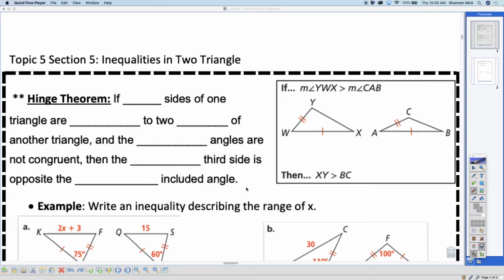5.5, inequalities in two triangles. There's two theorems, and we're going to apply those two theorems. That's all we're doing. So we're going to do 5 or 6 examples, and then you'll do your Math Excel.